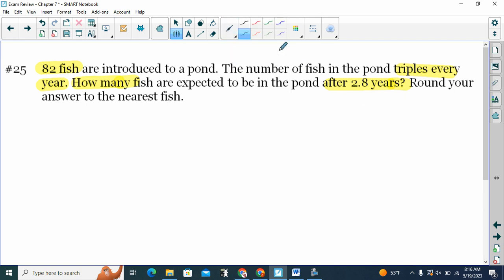So we have an exponential growth problem. It should be growth because it's tripling, it's getting bigger. The basic exponential equation, y equals a times b to the x. That's what we should be thinking through. That's what we're starting with. a is the number that we start with, which in this case is 82. We start with 82 fish.